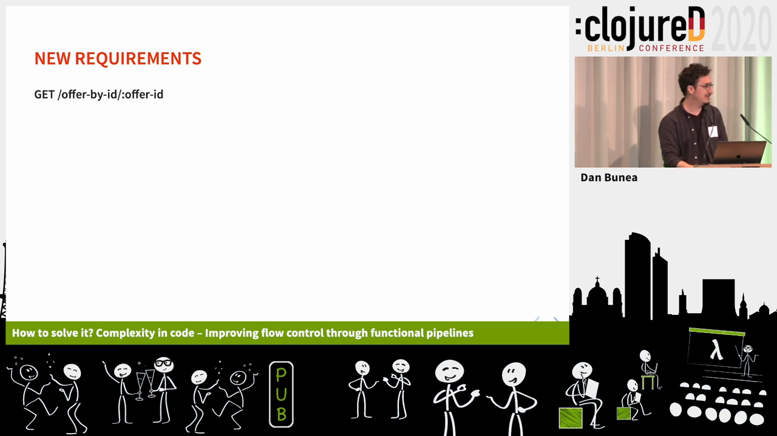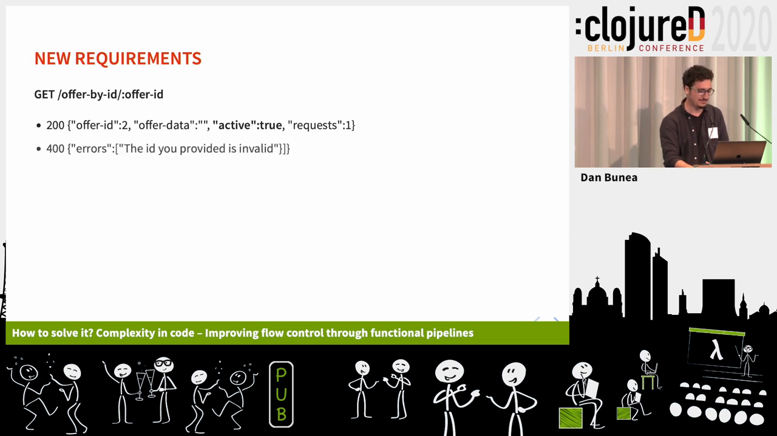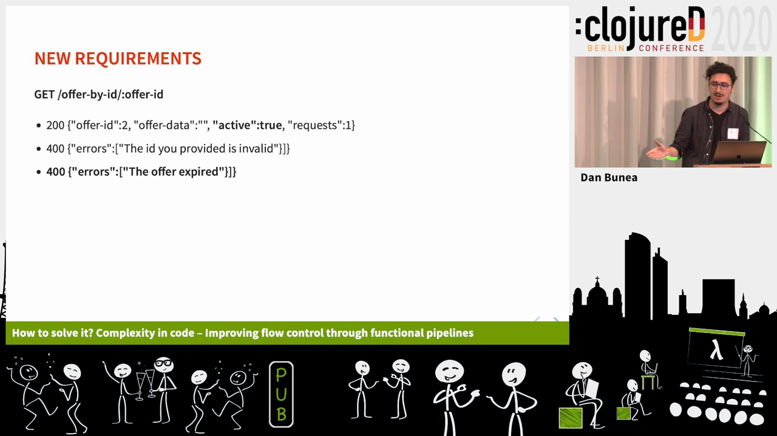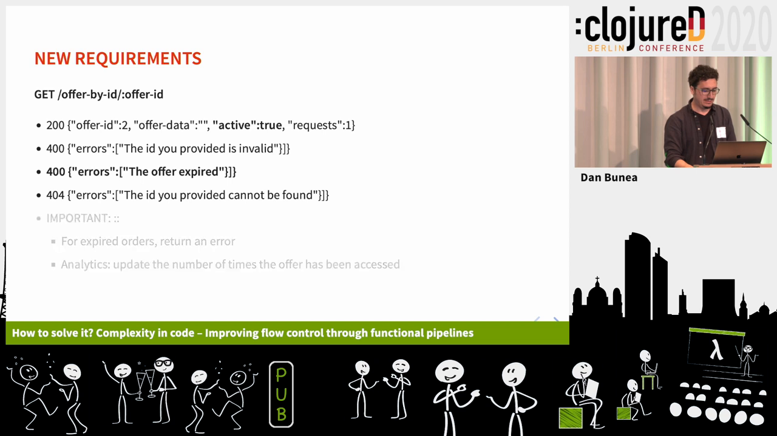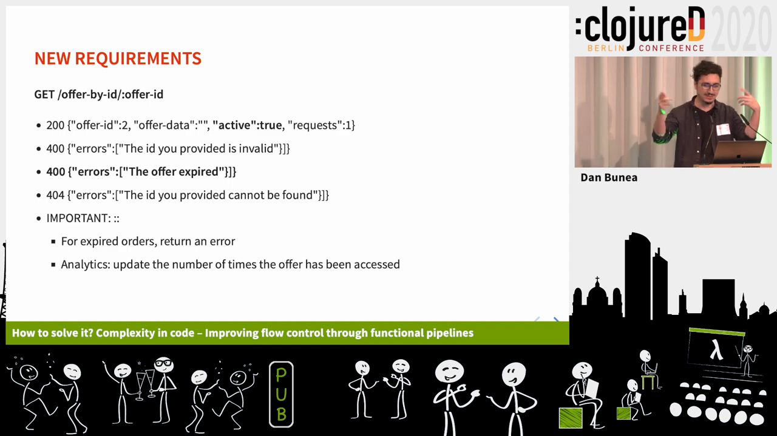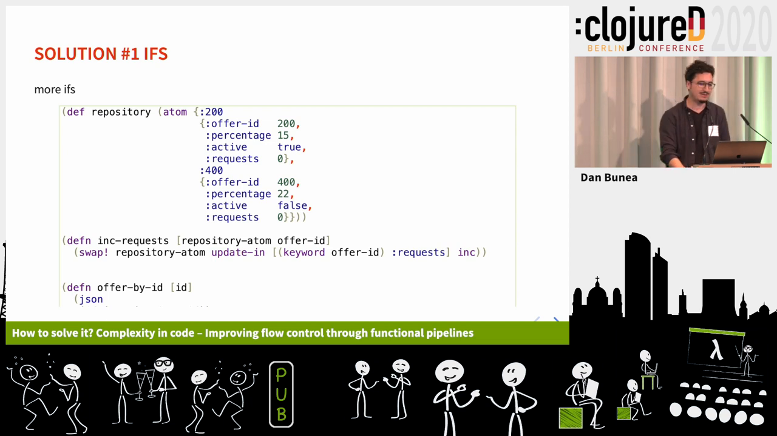So now we have new requirements. Basically, our offers are now active or not. And we will get kind of the same errors. And then if we happen to need to return an offer that expired, we will have a new error. And then the ID, and then I said, okay, for expired orders, you have to return an error. And for analytics, now we need to actually compute every time something gets called. So that, just to complicate things a little bit. And well, in the if solutions, we will go through all of them.